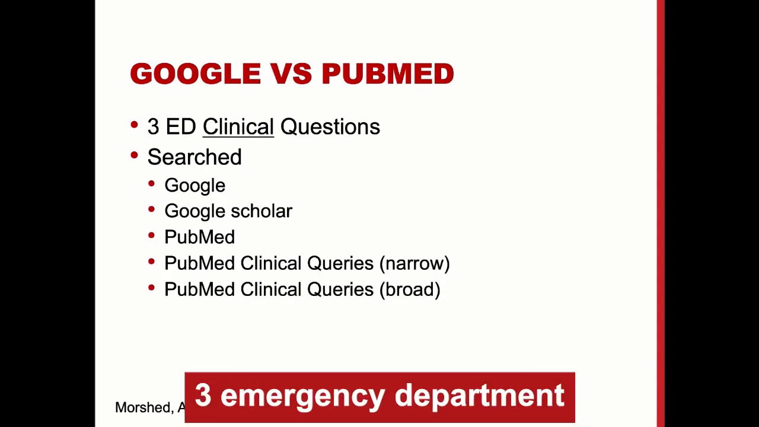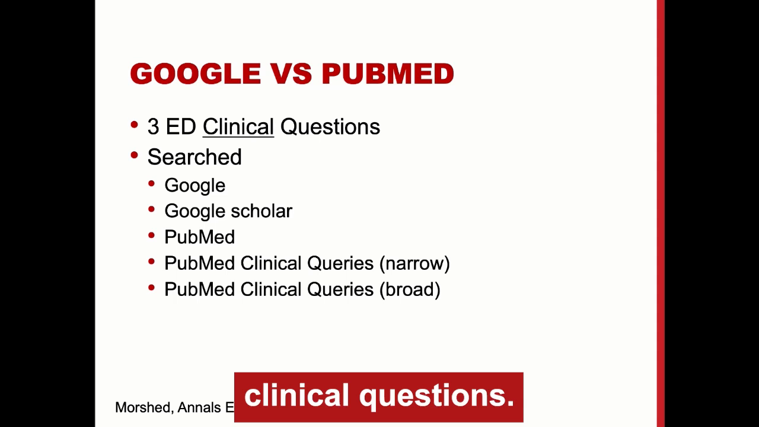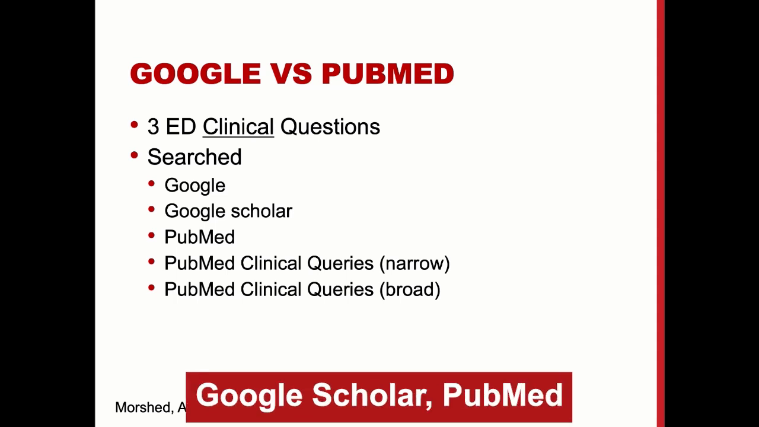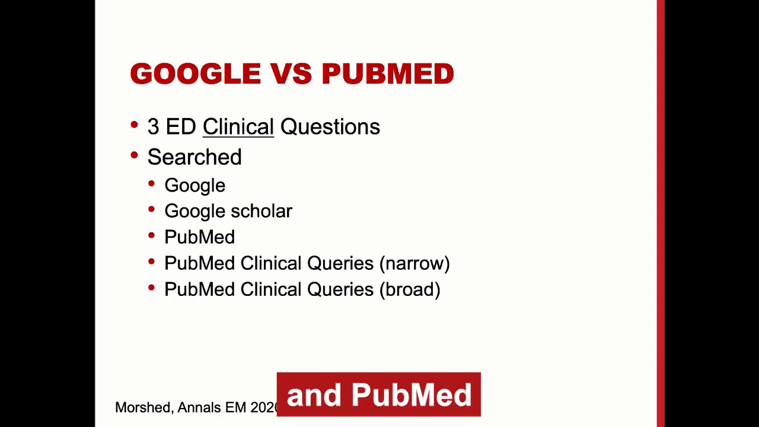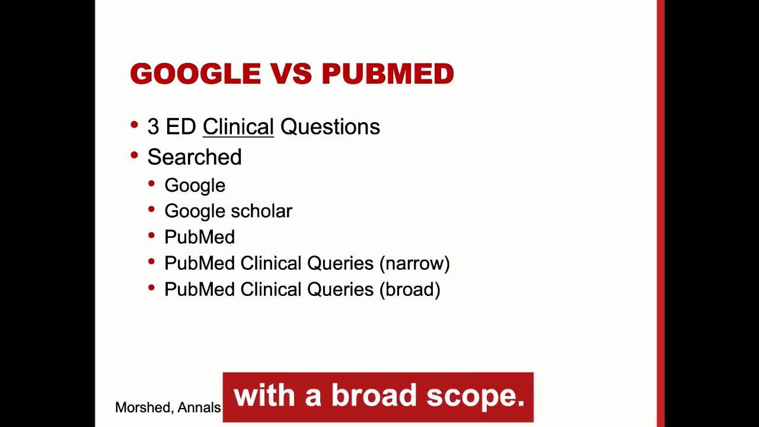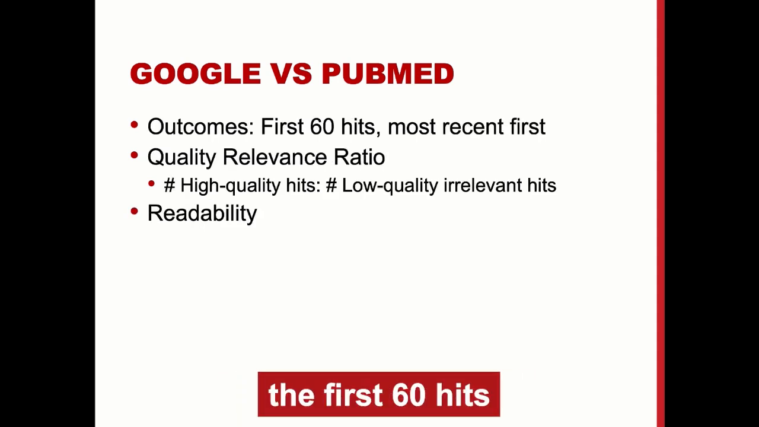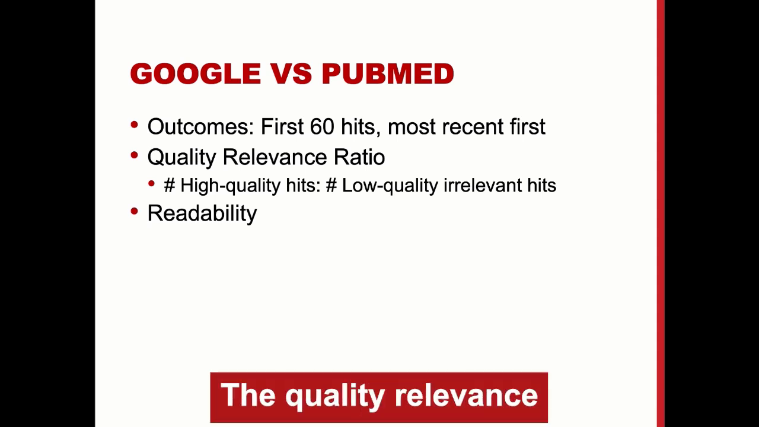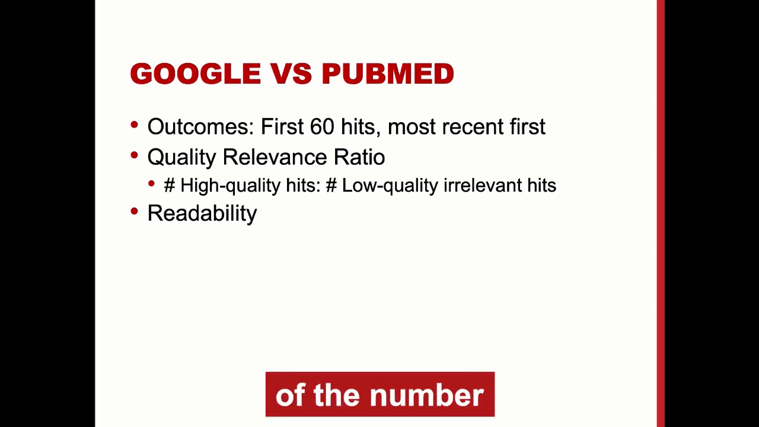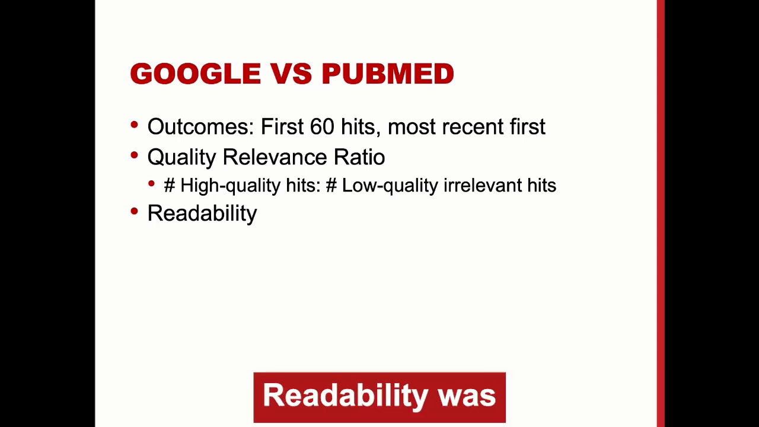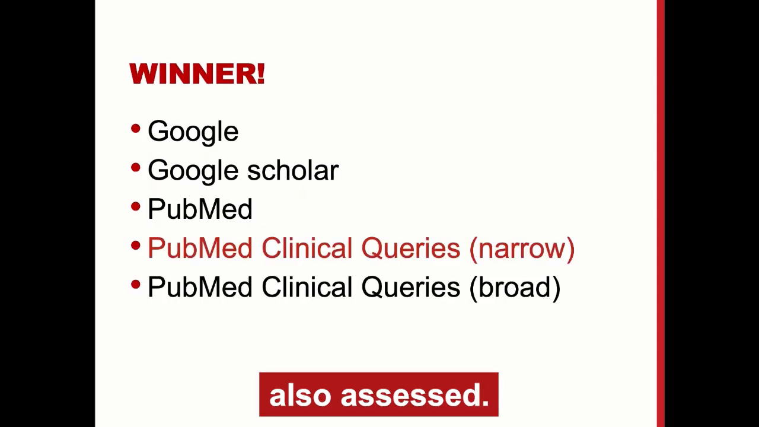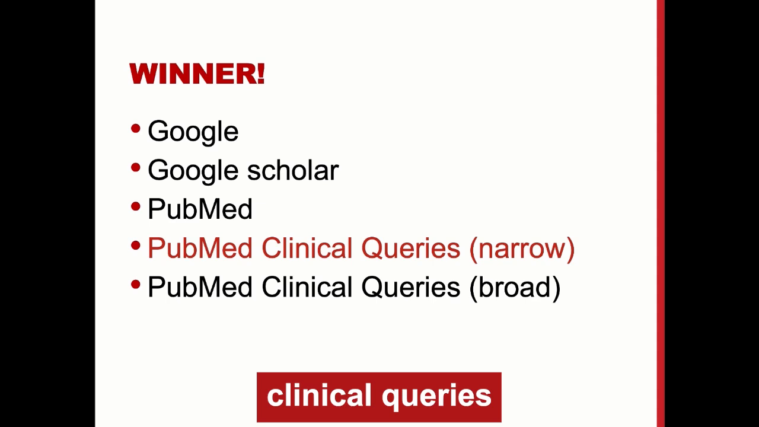A study compared 3 emergency department clinical questions. They searched Google, Google Scholar, PubMed, PubMed clinical queries with a narrow scope, and PubMed clinical queries with a broad scope. The outcome was the first 60 hits with the most recent first. The quality relevance ratio is defined as the ratio of the number of high-quality hits to the number of low-quality hits. Readability was also assessed. The winner of the clinical search was PubMed clinical queries with a narrow scope.